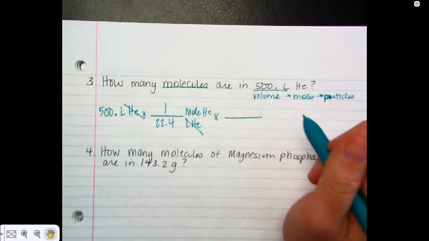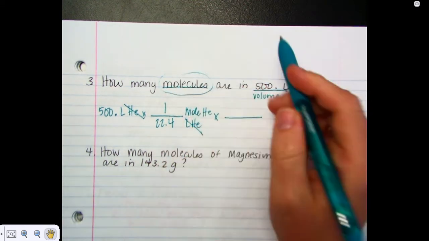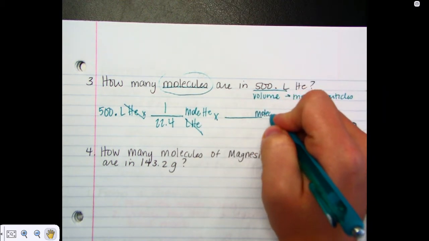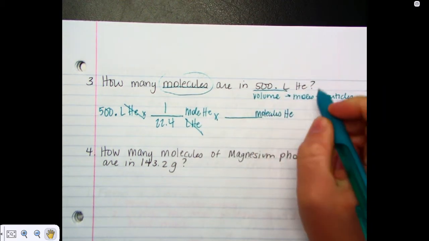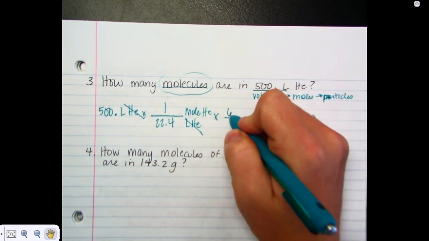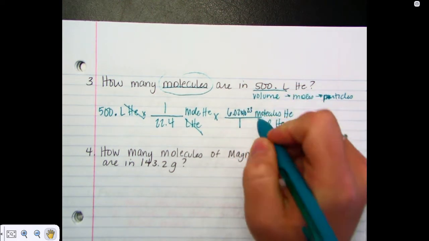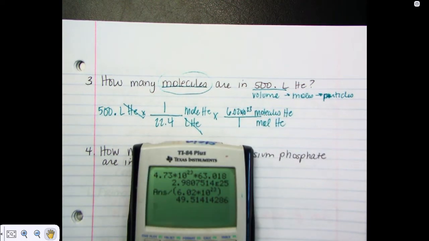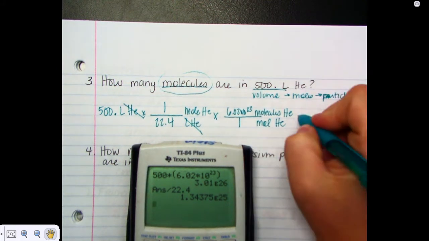Then I need to get rid of moles, and I'm going to what? I'm going to molecules. So molecules, remember there's no abbreviation, you got to write it out. Molecules over moles. 1 mole is equal to 6.02 times 10 to the 23rd molecules. 500 times, parentheses, 6.02 times 10 to the 23rd, close parentheses, divided by 22.4. 1.34375 times 10 to the 25th.